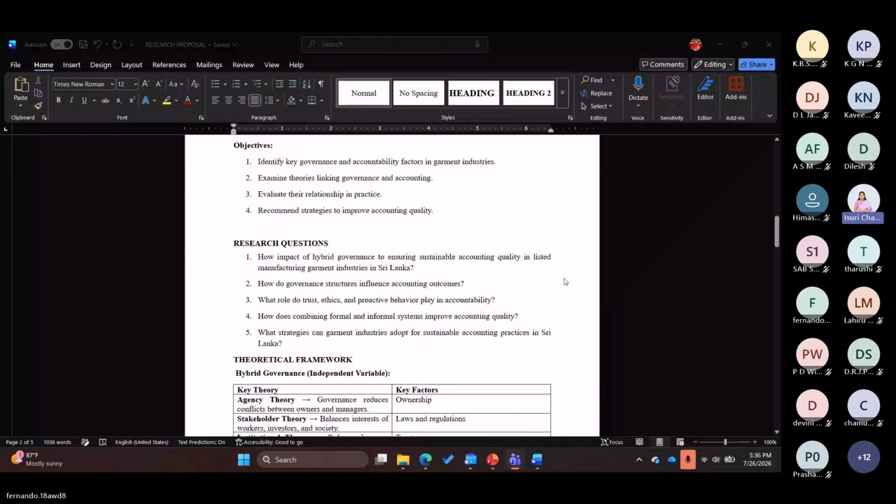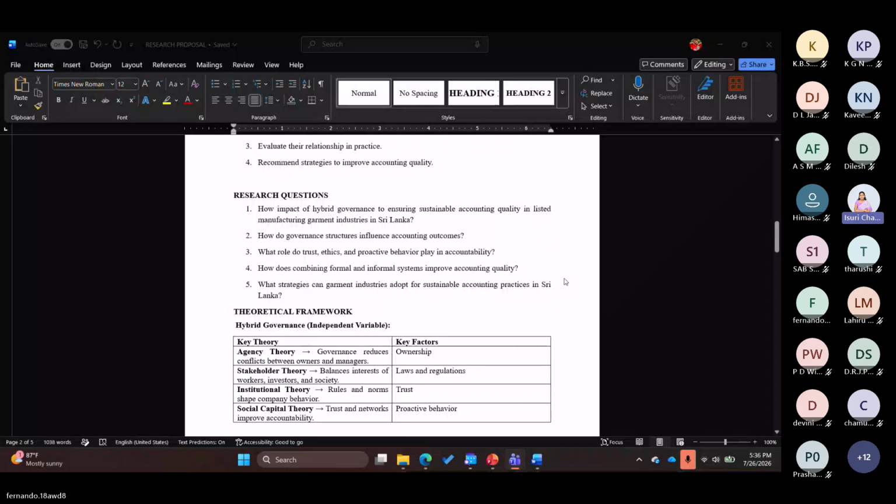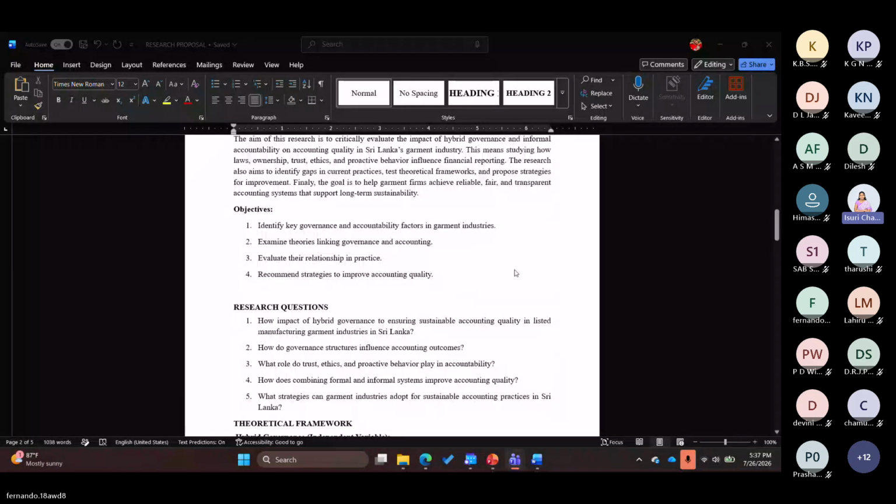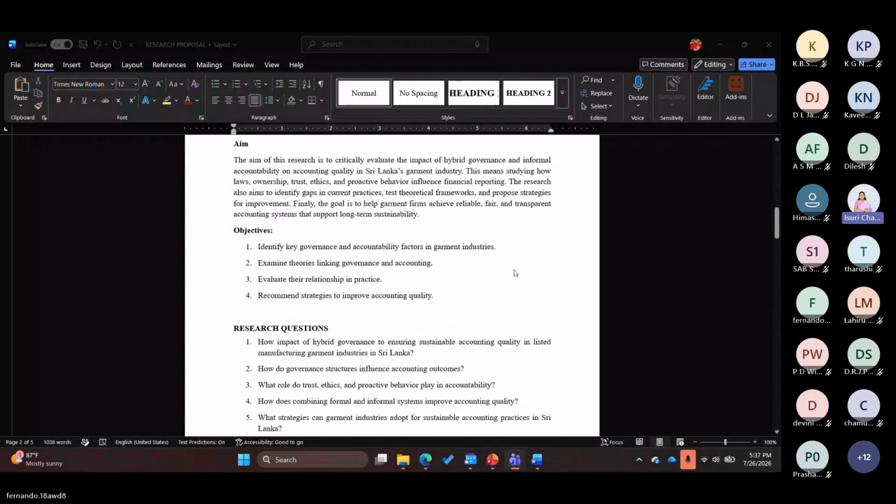How the impact of hybrid governance. Okay, keep it, questions and objectives. The impact of hybrid governance to ensure. So you can develop it: how hybrid governance impacts ensuring sustainable accounting quality in listed manufacturing garment industries in Sri Lanka. First question you can paste like that. Second one, how do the governance structure?